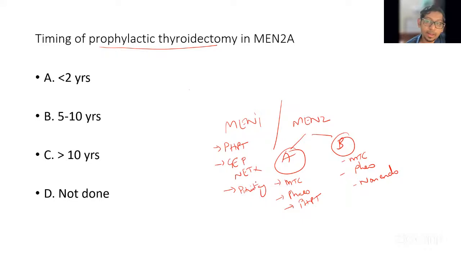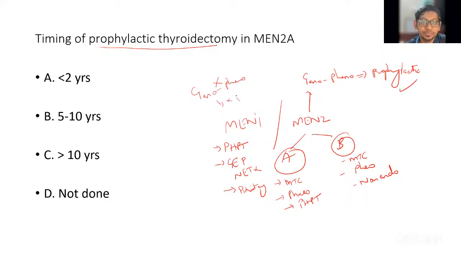Remember, this is a very important concept to understand. MEN2 has a genotype-phenotype correlation. That is why you can do prophylactic surgery in MEN2 disease, either MEN2A or MEN2B. Now MEN1, there is no genotype-phenotype correlation. So here you cannot do prophylactic surgery. All right. It's a very important concept to understand. Same scenario, you may be given a MEN1 scenario, and you can be asked the timing of prophylactic thyroidectomy. There it is not done.